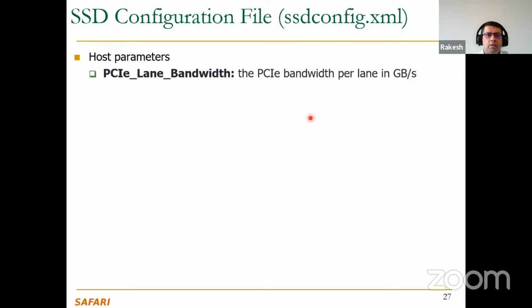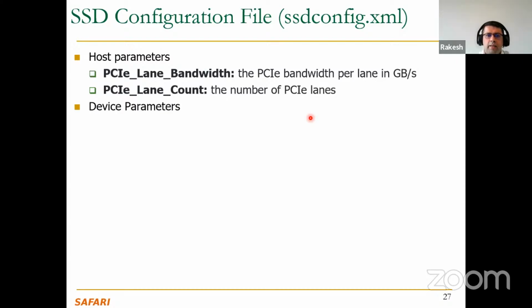So we look at the parameters related to the host, and here we have the PCIe lane bandwidth, which is the PCIe bandwidth per lane in gigabits per second, and then we have the PCIe lane count, the number of PCIe lanes that can be configured. Usually the lane count can vary from 1 to around 32. So it can be 1, 2, 4, 8, and 32. Those are the values that can be provided here.